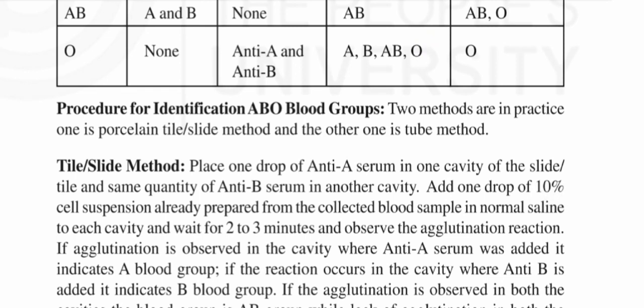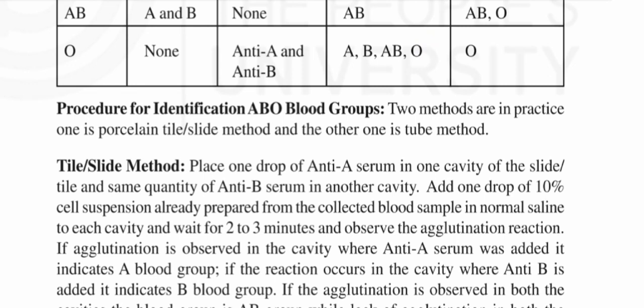Two methods are in practice. One is porcelain tile slide method and other one is tube method. Tile or slide method. Place 1 drop of anti-A serum in one cavity of the slide or tile and same quantity of anti-B serum in another cavity. Add 1 drop of 10% cell suspension already prepared from the collected blood sample in normal saline to each cavity and wait for 2 to 3 minutes and observe the agglutination reaction.